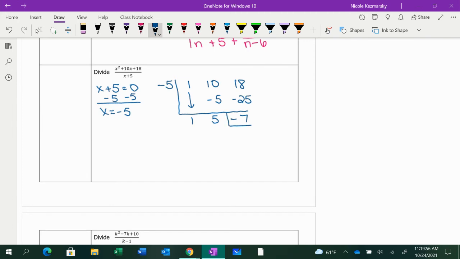The negative 7 is my remainder. That last number is always your remainder. This is going to be the term that doesn't have an x. And this is the term that has an x. So we're going to have 1x plus 5 plus negative 7 over x plus 5.